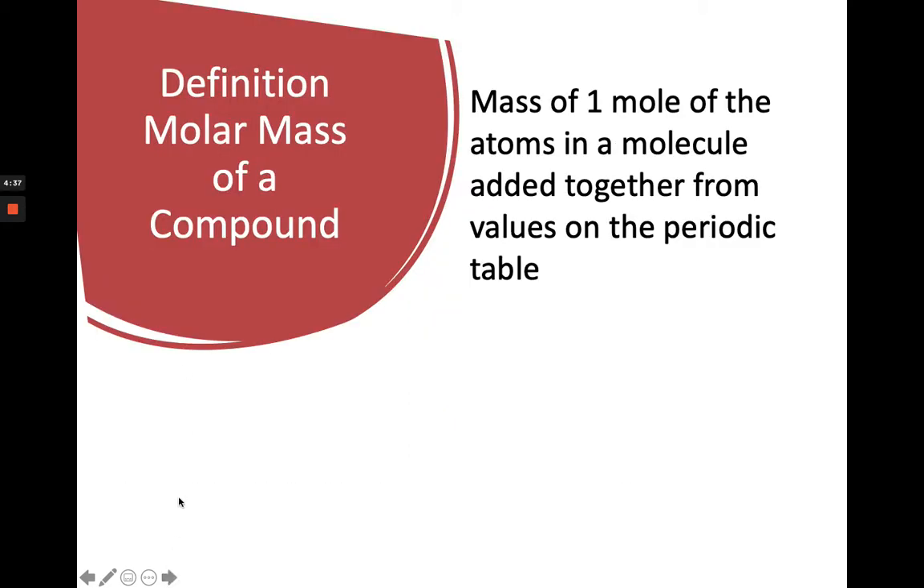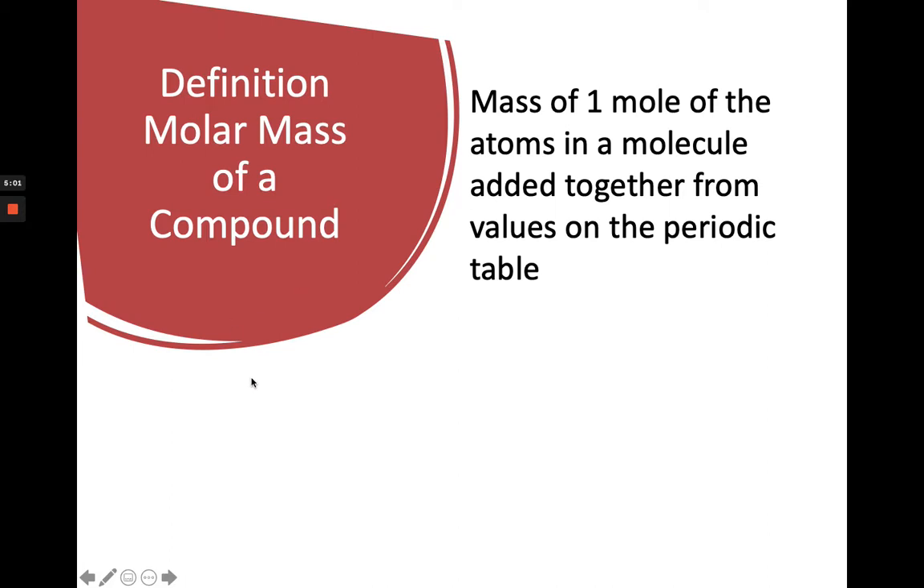All right, now that's for elements. We also need to define the molar mass of a compound, because a lot of the things we work with, water, salt, are compounds. So you'll want to write this definition down as well. So maybe pause the video. The mass of 1 mole of atoms in a molecule, added together from the values on the periodic table, is the molar mass of the compound.